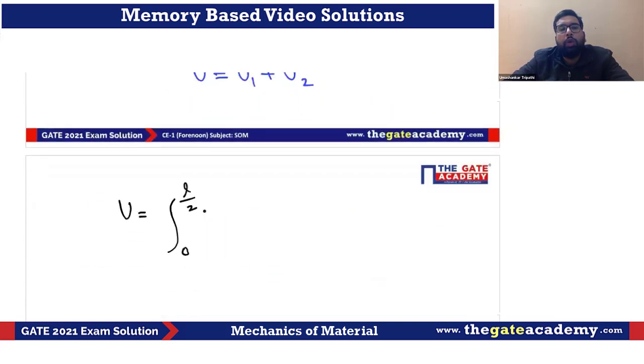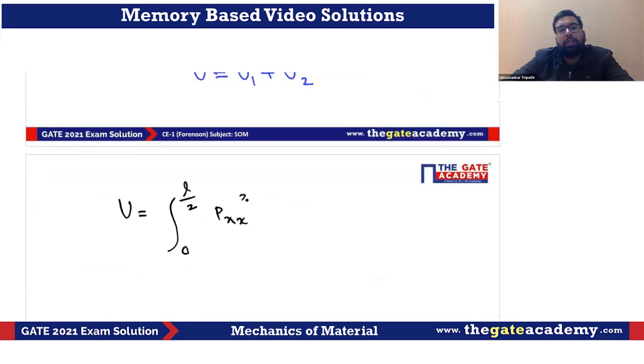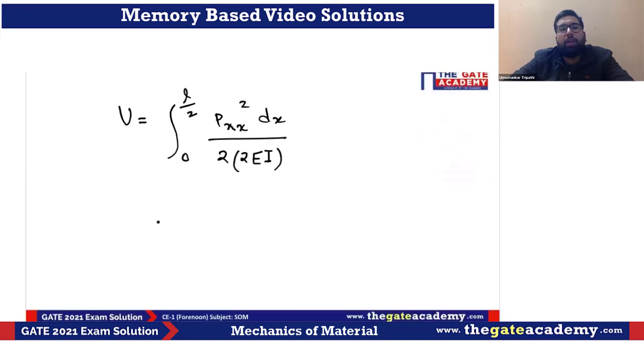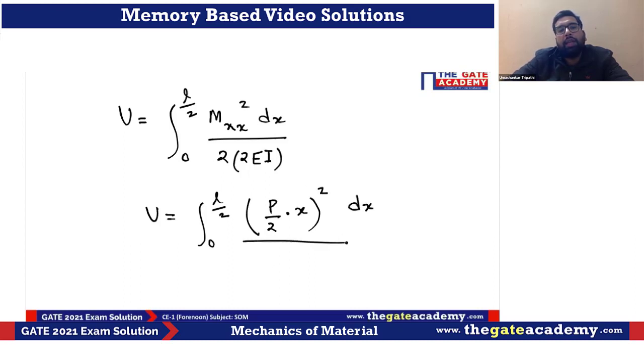We know our strain energy is given by this relation in general, but here we can see that our EI is 2EI. So we can write it like this. Now if I place the value of Mx, what would the value be? It is from 0 to L by 2. So this is Mx, which is P by 2 into X. This is M because we are seeing the beam at that section.